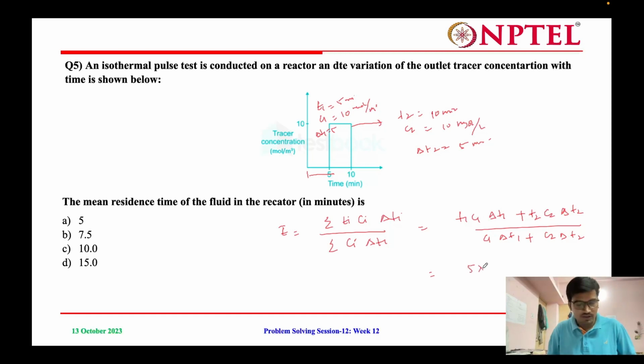So 5 into 10 into 5 plus 10 into 10 into 5, divided by 10 into 5 plus 10 into 5. So T is equal to 7.5 minutes. Right. Option B matches.